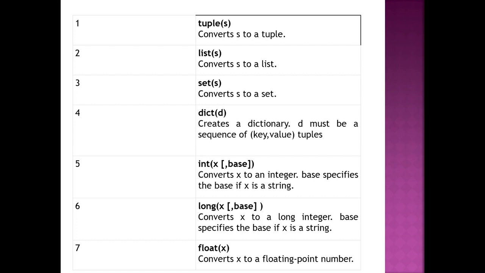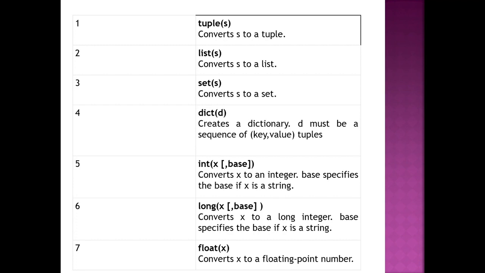Similarly, in the first four statements, I am trying to convert S. S may be of any other type, maybe list, dictionary, set, and so on. In the first I am converting S to a tuple. In the second statement, I am converting S to a list, so I have given list of S. In the third statement, I am converting S to a set. Set is similar to list, tuple and so on. And in the fourth statement, I am trying to convert D to a dictionary.